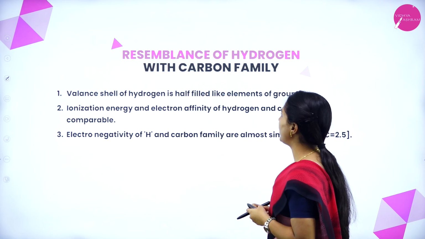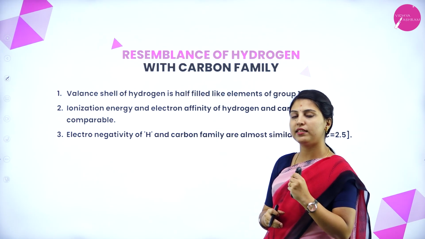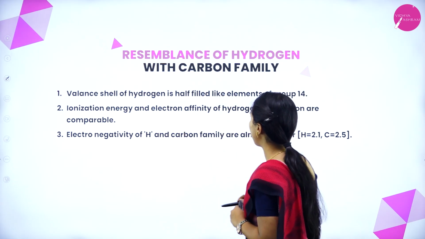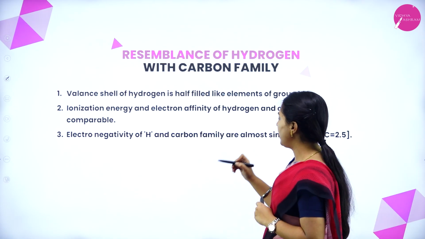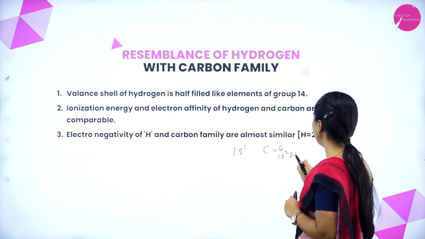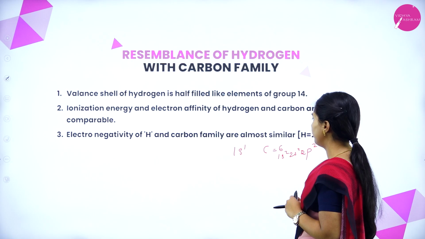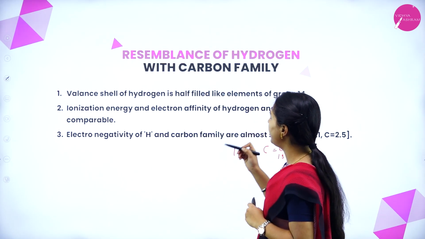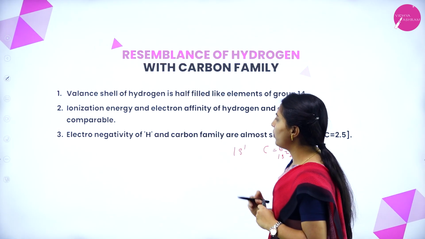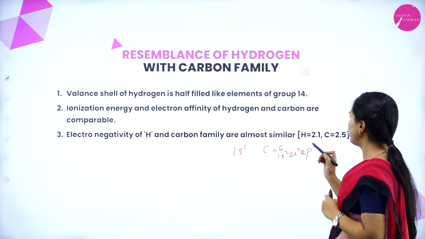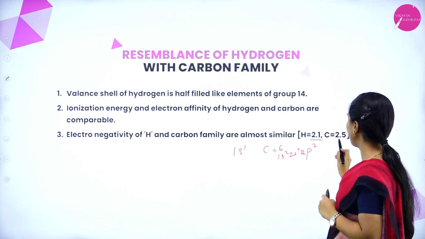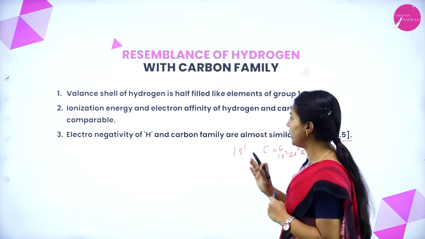Next one, resemblance of hydrogen with the carbon family. There is a resemblance of hydrogen with the carbon family also. The valence shell of hydrogen is half filled, like elements of group 14. Its valence shell is 1s1, right? Carbon is 6, 1s2, 2s2, 2p2. Ionization energy and electron affinity of hydrogen and carbon are comparable. Electronegativity of hydrogen and the carbon family are almost similar: H has an electronegativity of 2.1 and C has 2.5, a similar electronegativity range.